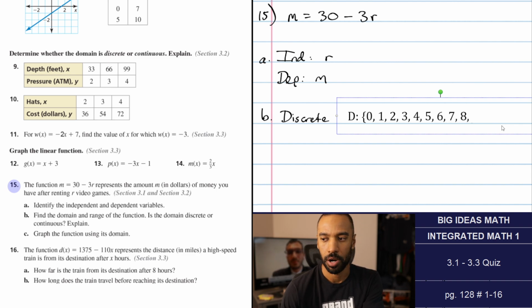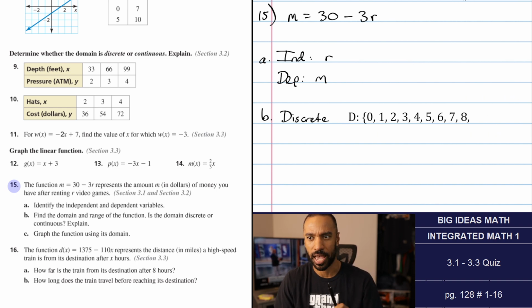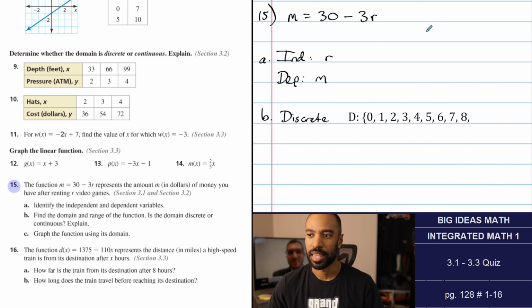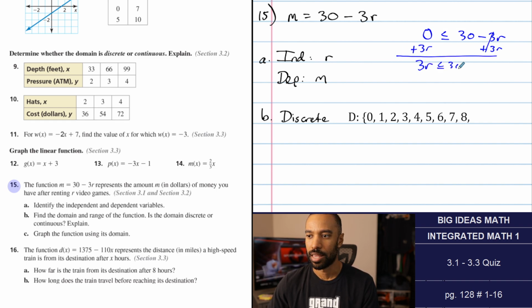This is the kind of thing where maybe you have to do some of it mentally. The thing that I want to do right here, just as a side note, is figure out when I have 0 monies. The amount that I spend based off rentals needs to stay greater than or equal to 0, or my amount of monies needs to stay less than or equal to there. So I could add 3R to both sides, like this, and then divide both sides by 3. You probably understood this anyway, but R is less than or equal to 10.